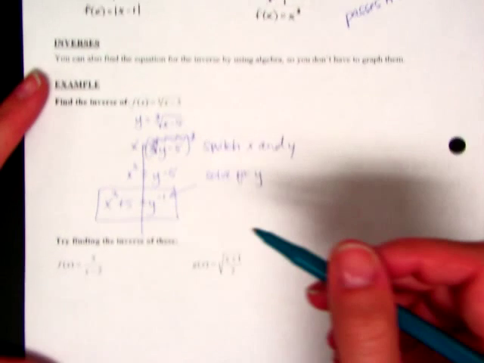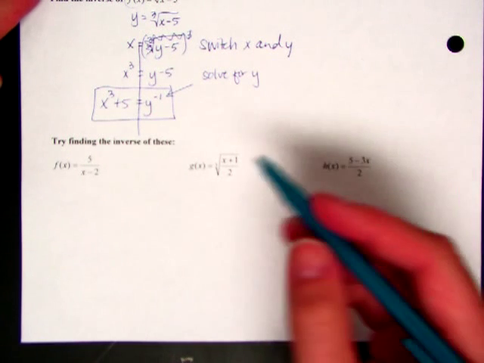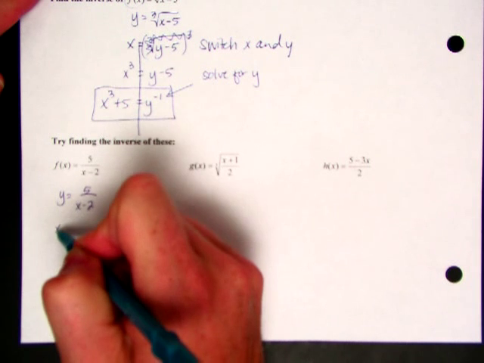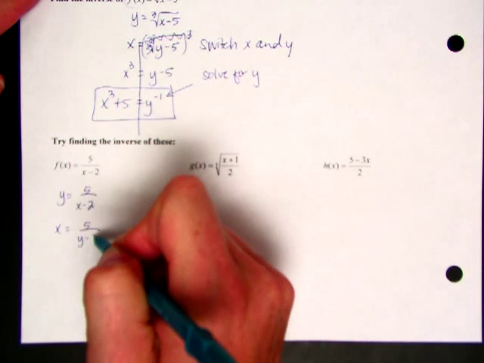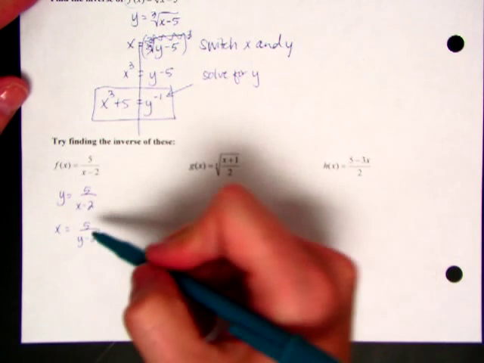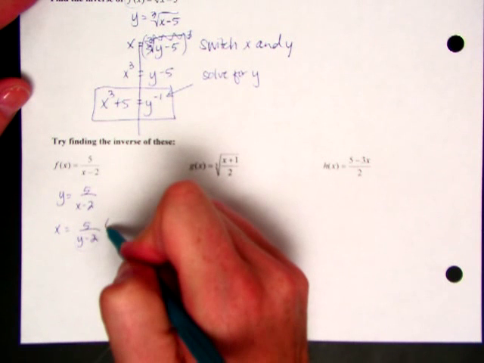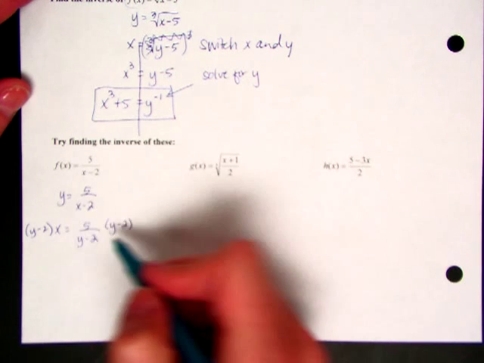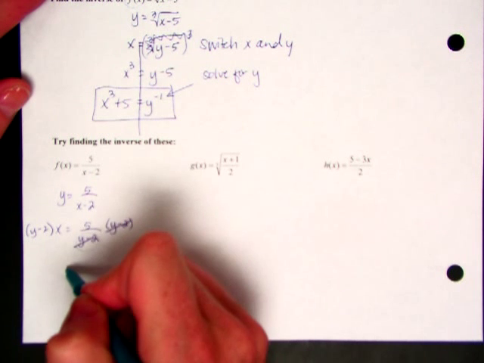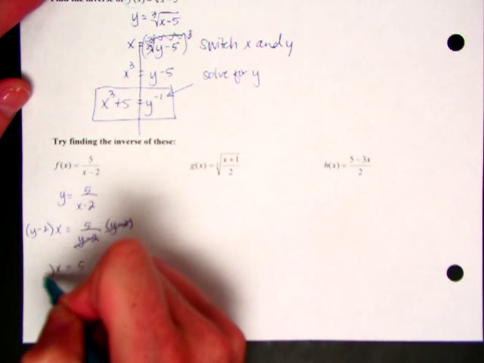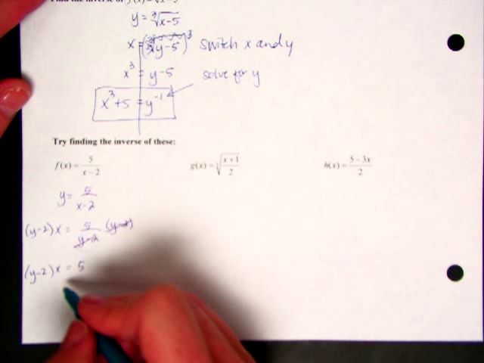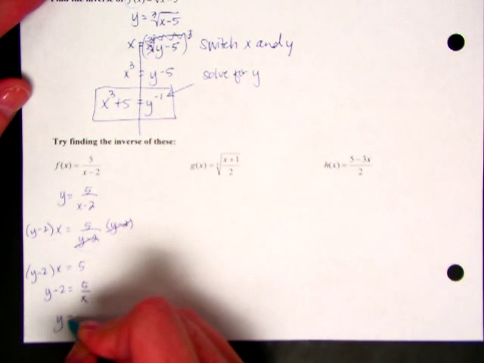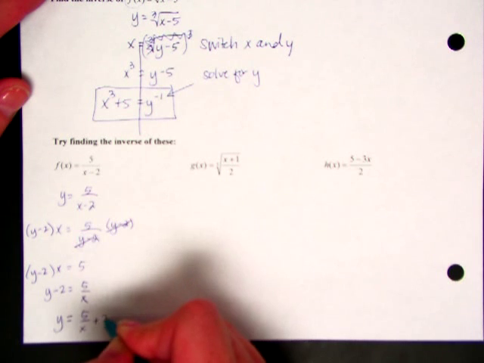With 3 more below, try to find the inverse of each. First one, I'll replace f of x with y. Then I'll switch them. Then in order to get this out of the denominator, we actually are going to multiply by it on both sides. So then it cancels. Then I'm going to divide by the x. And then I'm going to add 2. And that's the inverse.